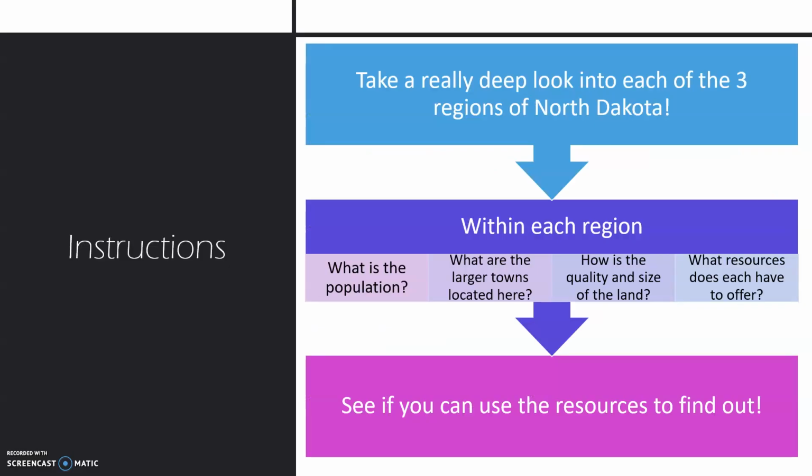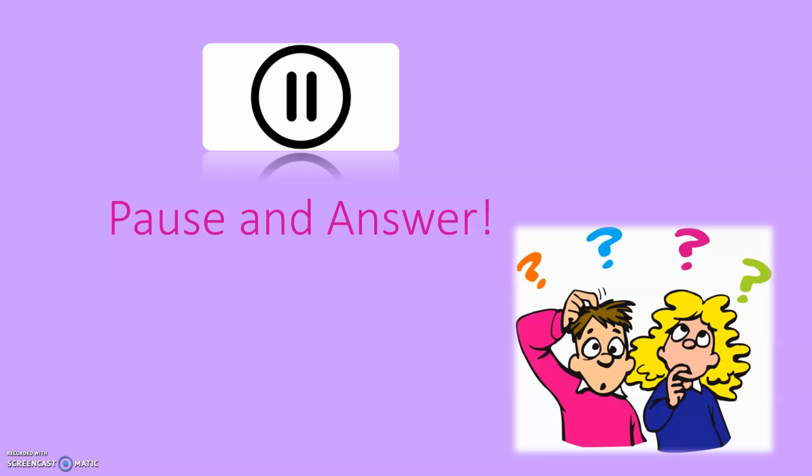Now, to get started into our activity, we're going to take a really deep look into the 3 regions of North Dakota. So we're going to use our resources to answer these questions. What is the population of each region? What are the large towns located in each one? How is the quality and the size of the land? And what resources does each have to offer? See if you can use your resources to help you answer them. You can pause here and do that.